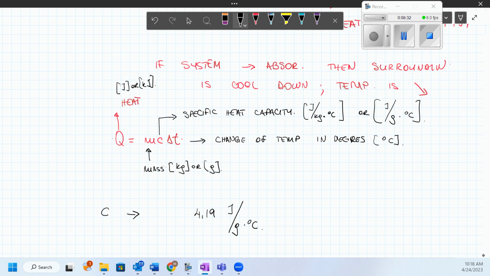The higher the number, that means the more heat you need to add into the material. The lower the number, the less heat you need to add or absorb, attract, or take away from the material to either heat it up or cool it down by 1 degree. Okay.